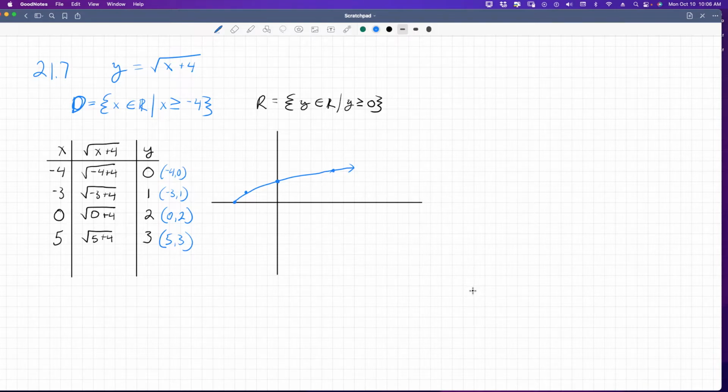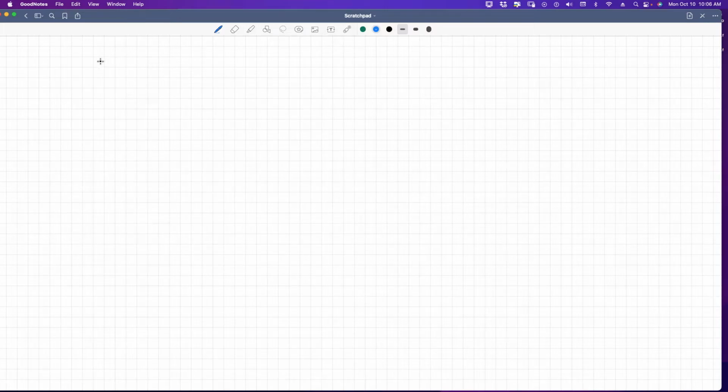All right, so next we have one more. It's a little bit more difficult because there are two conditions. So let me show you what that is. This one, this is 21.8, asks us to find the domain and range of the function. And here's the function, f of x equals the square root of x divided by x minus 2. The domain: f of x is equal to the square root of x divided by x minus 2.